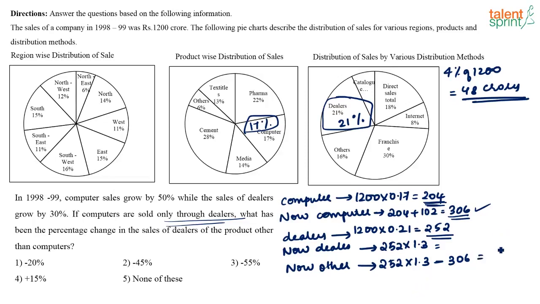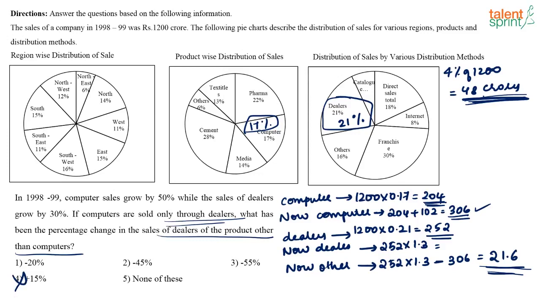So if you solve this, what will you get? 252 into 1.3 minus 306, I think 21.6 you will get. So if you see what has happened, now what are they asking you in the question? What has been the percentage change in the sales of the dealers of the product other than computers? So earlier they were selling 48 crores worth other products, now they are selling only 21.6 crores worth of other products. So definitely there has been a decrease, right, from what they were selling earlier and what they are selling now. So definitely you can eliminate this option plus 15. There is no increase, there is a decrease.